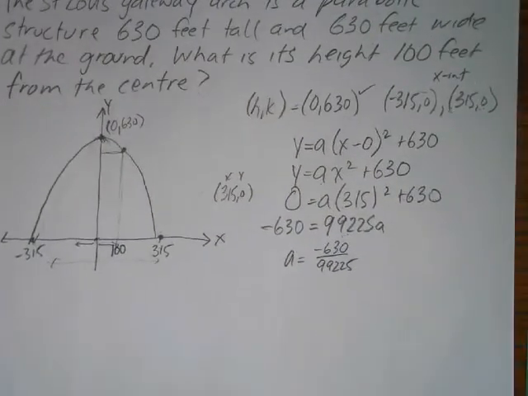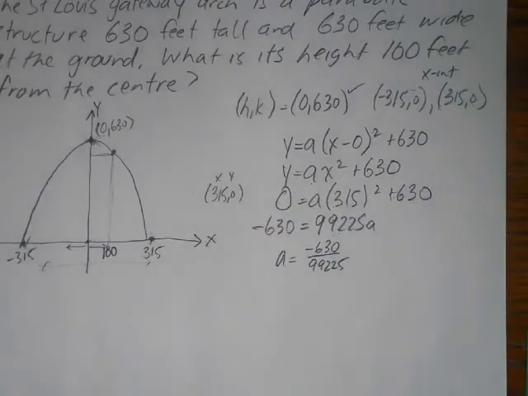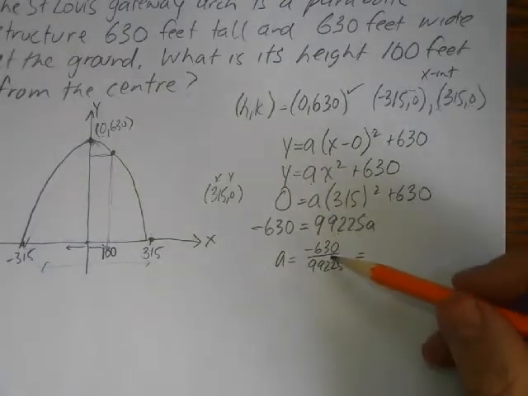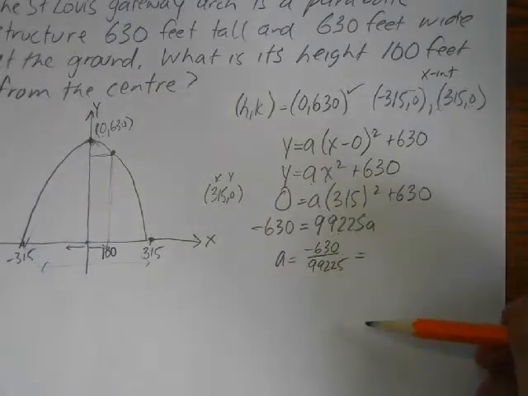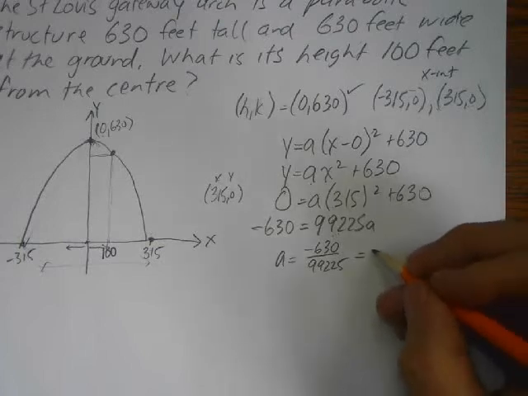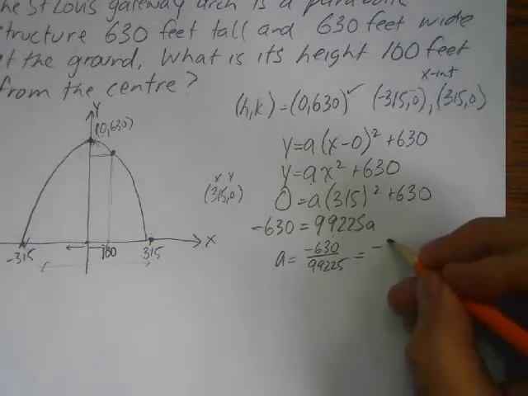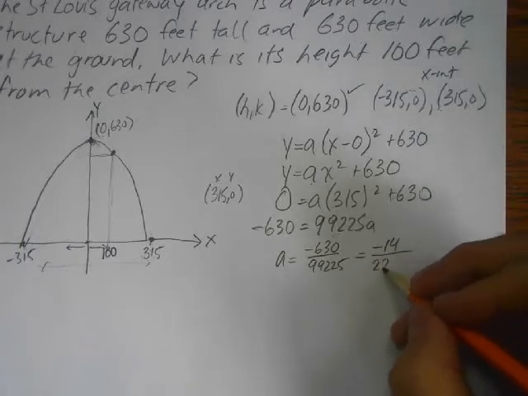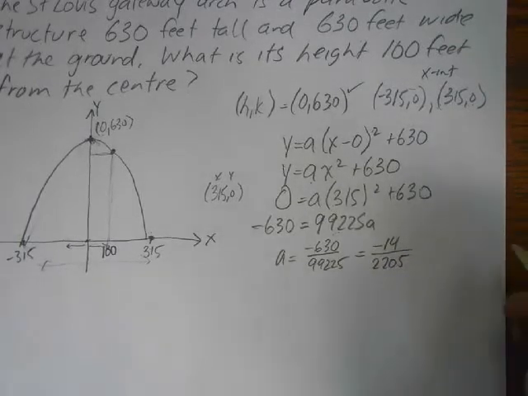So that's a pretty ugly looking fraction, but you can actually reduce it. The first thing you can see here easily is it divides by 5, and then you can see they both divide by 3 twice again. So this actually reduces to something a little nicer to look at, negative 14 over 2205. Okay, so that's our a value.